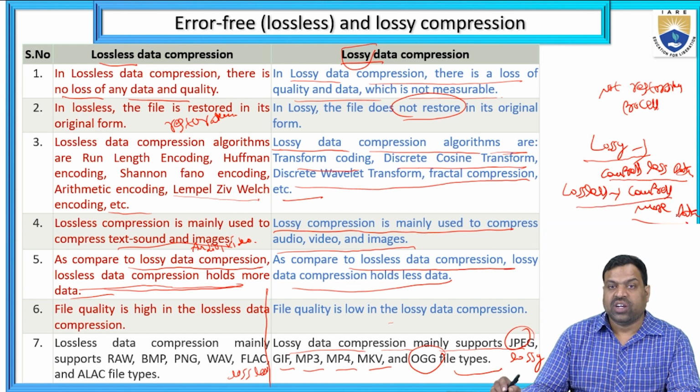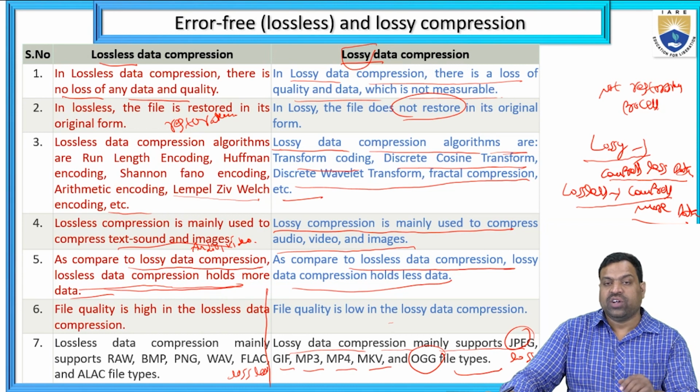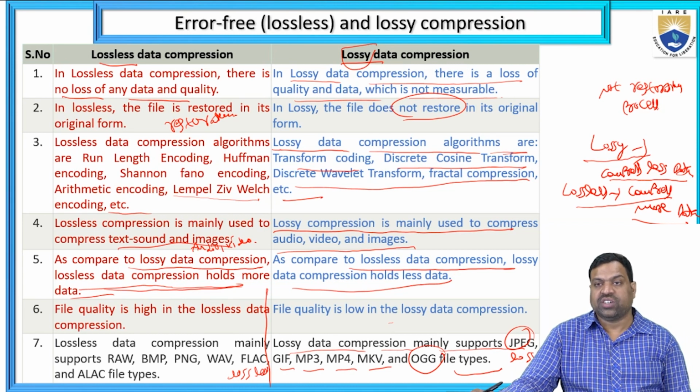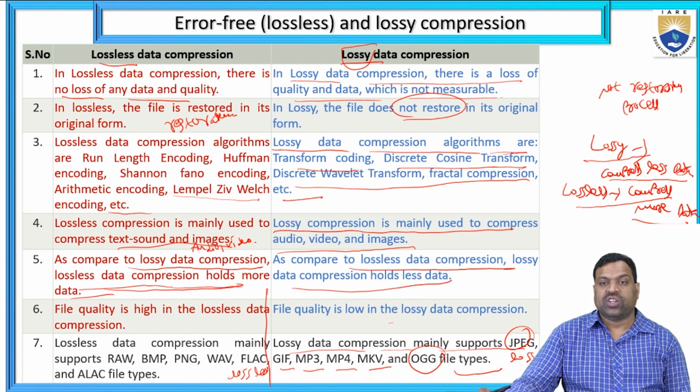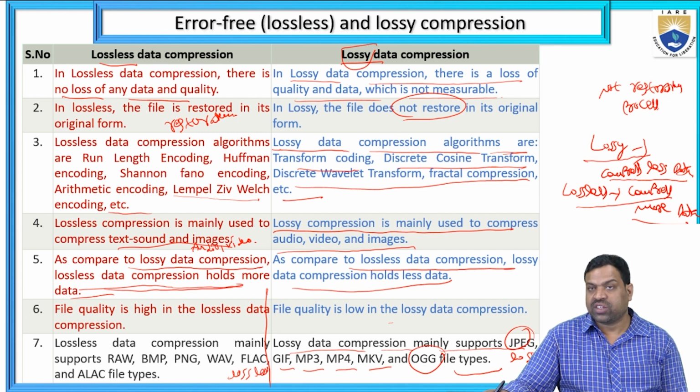Those are the differences. File quality is high in lossless and low in lossy. Why? Because the data is already missing in lossy, so the file quality will be less compared to lossless. Lossless examples are PNG, RAW, FLAC, and ALAC files. Lossy compressions mainly support JPEG, GIF, MP3, MP4, and OGG files.